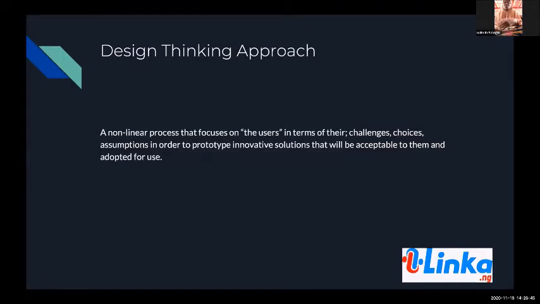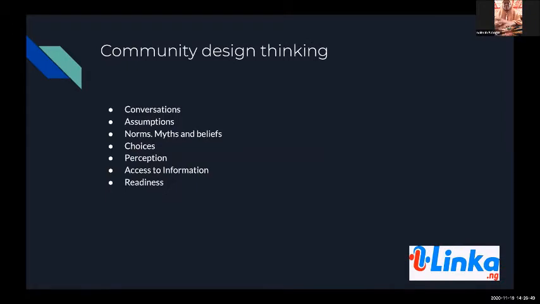So community design thinking, the next slide, please. So community design thinking looks at the conversation amongst the people. What do they talk about? It looks at the assumptions amongst them. What is it that they assume? It looks at the norms, the myths, the beliefs, the choices, the perception, and their access to information. Where do they get their information from? And how ready are they to get information?